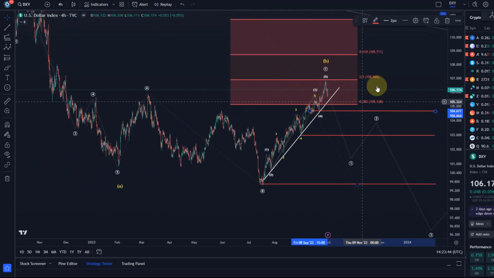If we see a topping structure there of some sort. At the moment, this can still extend higher. I have no confirmation that a top is in place, but we'll see, and it's going to be interesting.